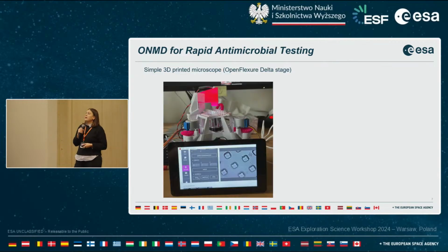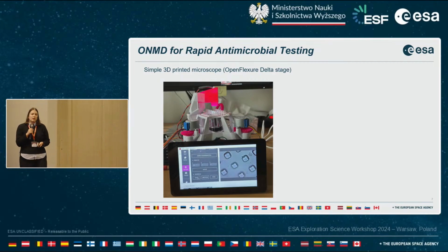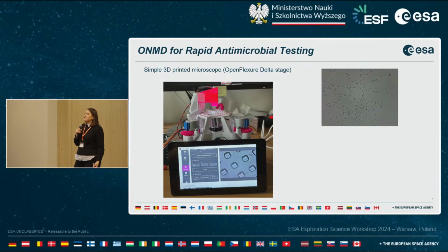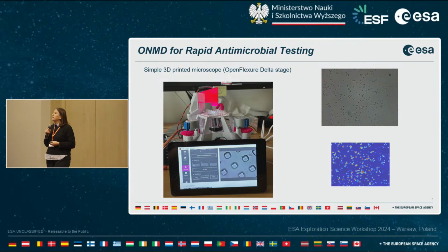So to be able to do this, we don't need any fancy equipment. Here, for example, we 3D printed a microscope, just a regular bright field microscope. The design is taken from open flexural delta stage and just slightly adapted to our project. As you can see, the imaging is quite all right, so we just need a little camera, a microscope, and that's it.